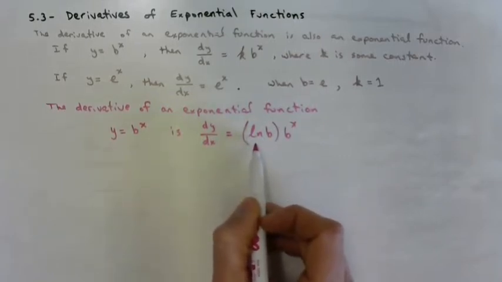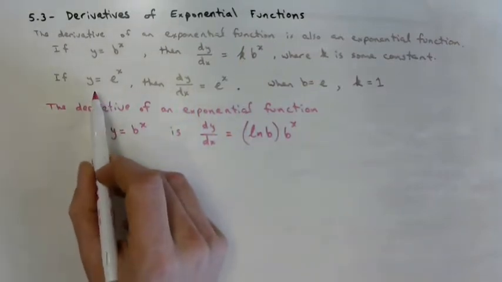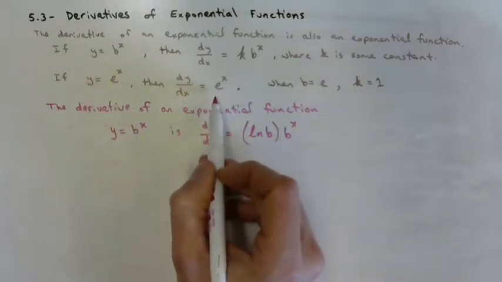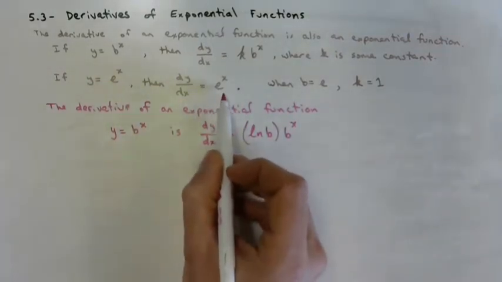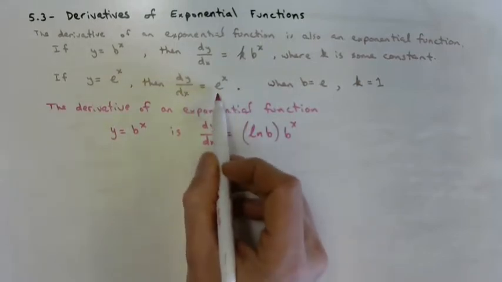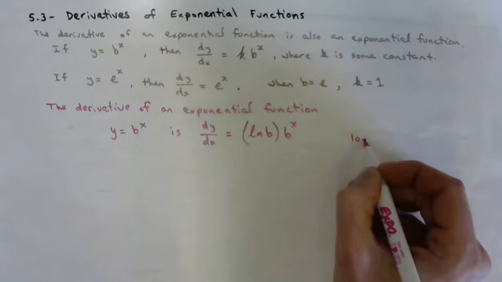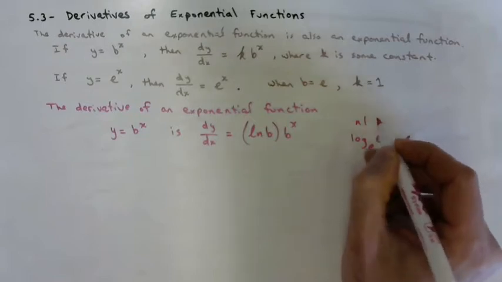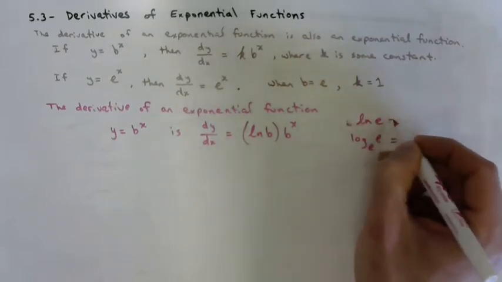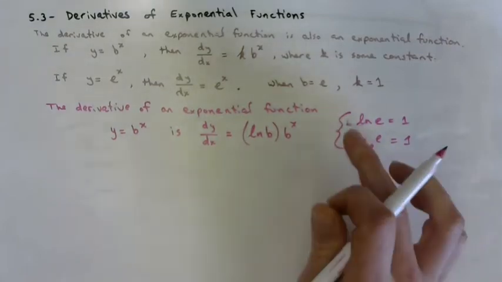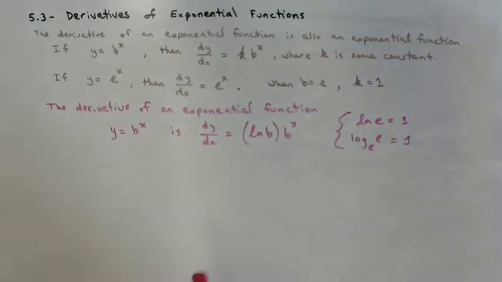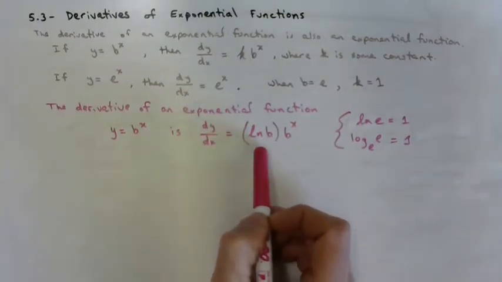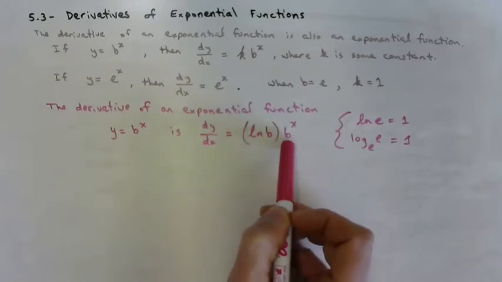Now, that explains why when you take the derivative of y equals e to the power of x, you just get itself. Because what is the natural log of the base in this case? Well, the natural log of e is saying the log of e base e, which is 1, right? The natural log of e is 1. So now we can take the derivative of any exponential function, and we know its stretch compression factor. It's just going to be the natural log of the base.